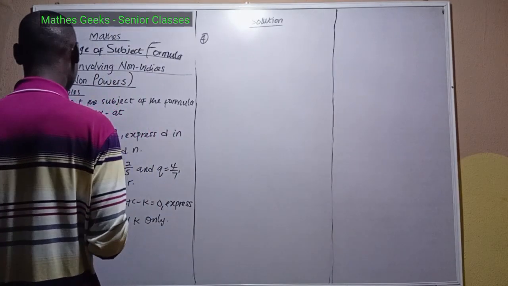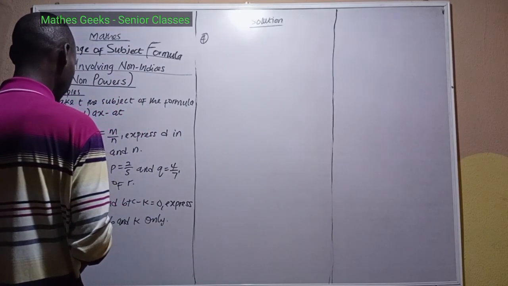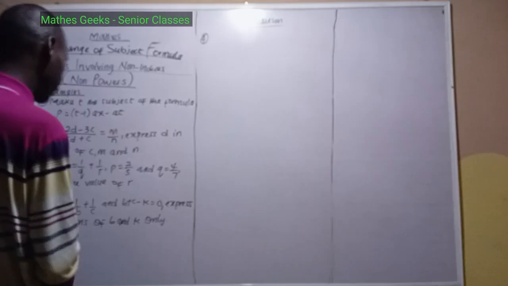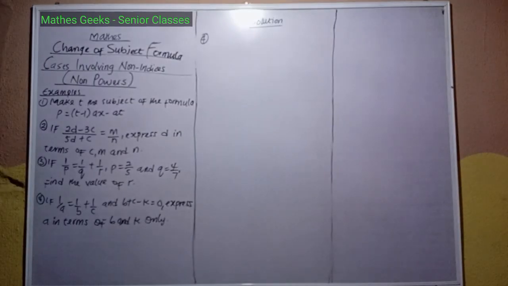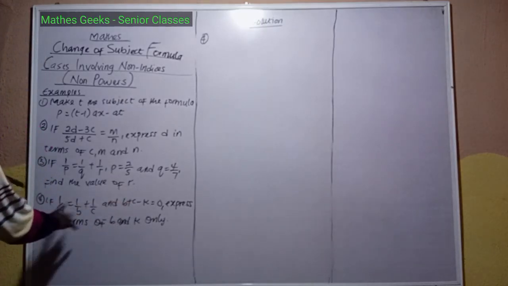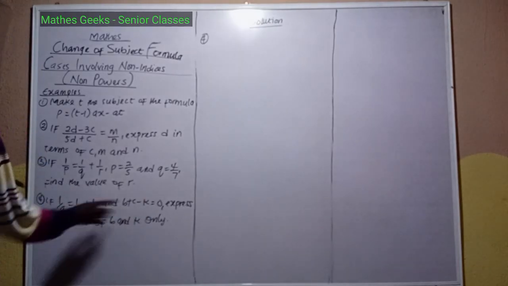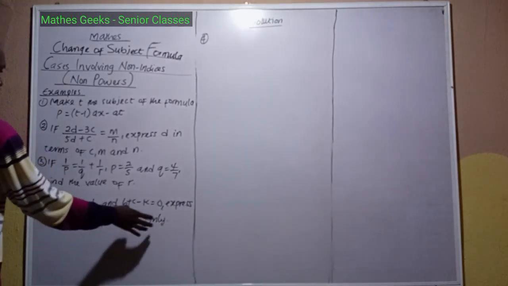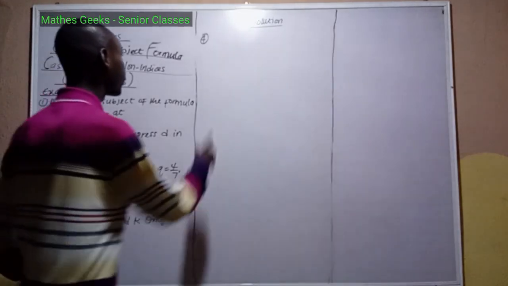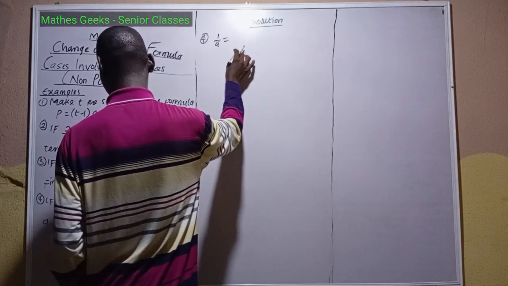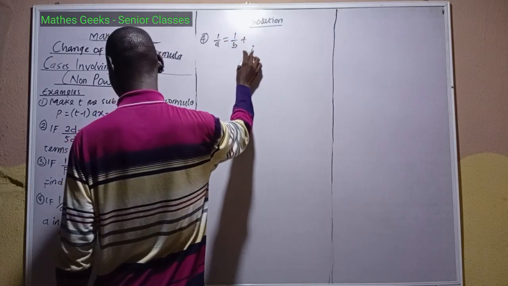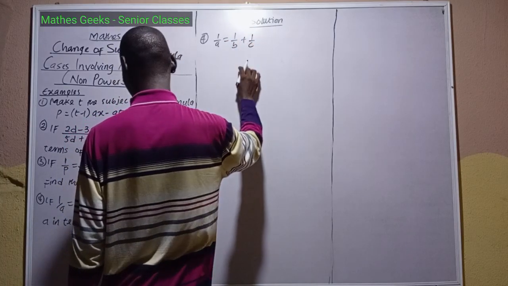Okay. If 1 over A is equal to 1 over B plus 1 over C, and B plus C minus K is equal to 0, express A in terms of B and K only. So what this implies is that we have one equation, and this is another equation, and now we're told to express A in terms of B and K only. So this is what we're going to do. 1 over A is 1 over B plus 1 over C.